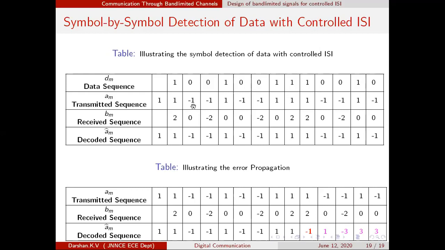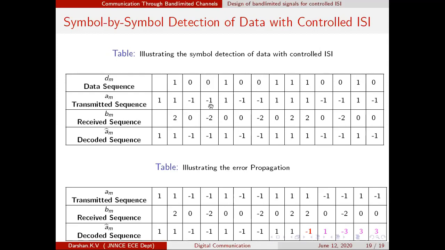What has happened? You are receiving the current symbol along with the previous symbol. What was the mathematics involved? What is the effect? That is current symbol plus previous symbol. So -1 plus 1 is 0. So that has been shown over here.